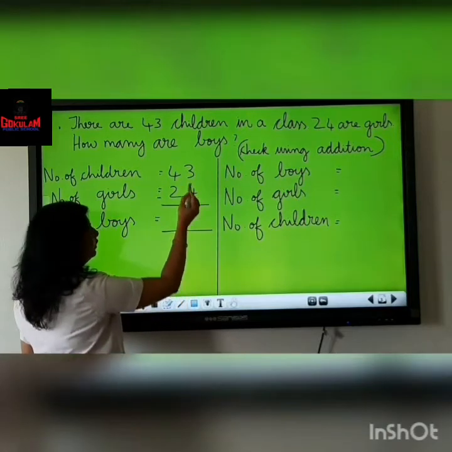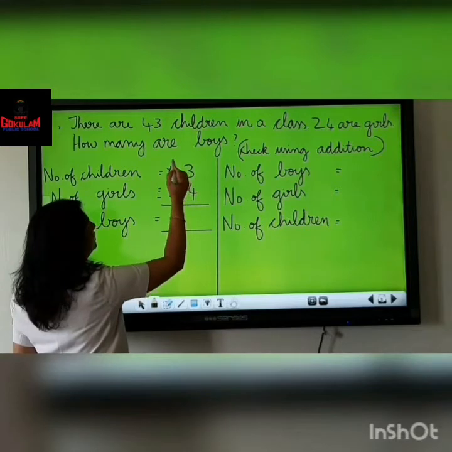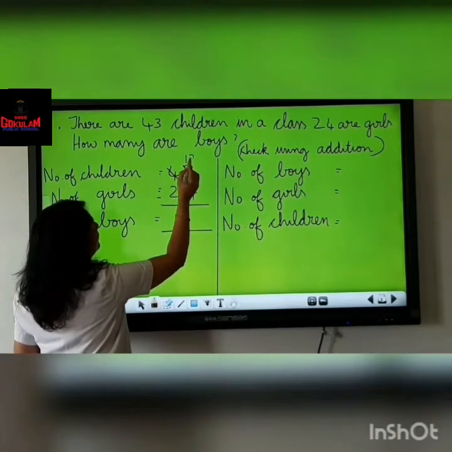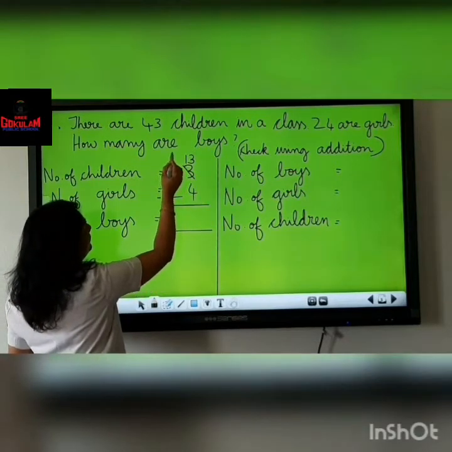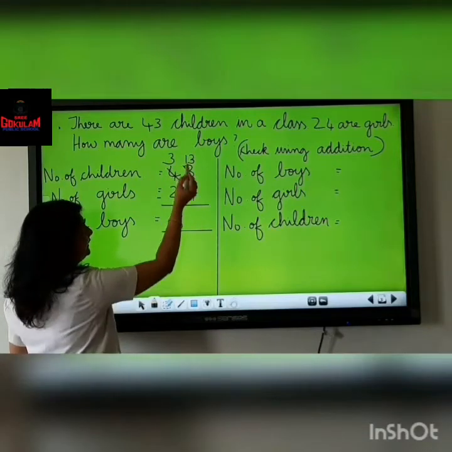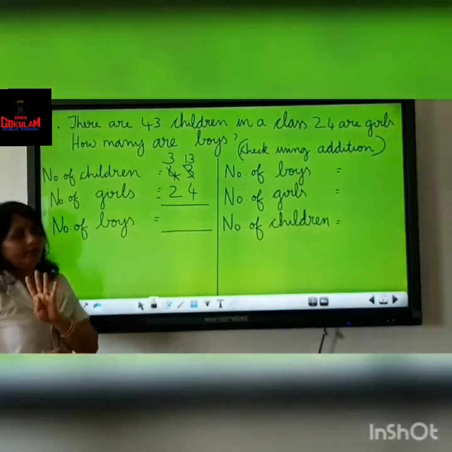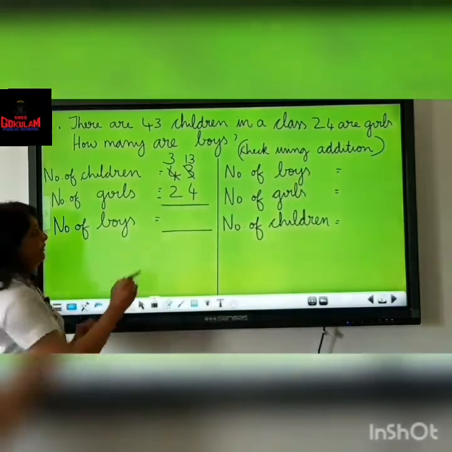Can we subtract 4 from 3? No. So, we have to borrow 1 ten from the tens place, and 10 plus 3 is 13 ones. Here in the tens place, now we will have only 3. 13 minus 4. Take 4 fingers, 13 in your mind. Before 13: 12, 11, 10, 9.